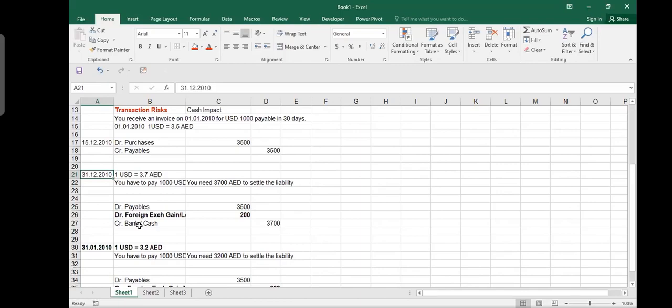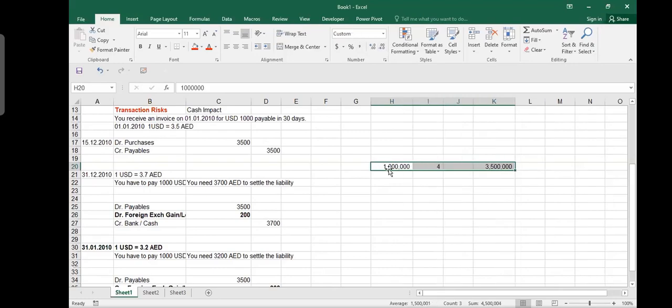But if it is something which you are not paying on 31st of December, you are just measuring what will happen to my liability, because liabilities you have to restate. Like you've got a liability of a million USD. Let me explain to you. When you got it, it was 3.5. So you record your liability as 3.5 million.